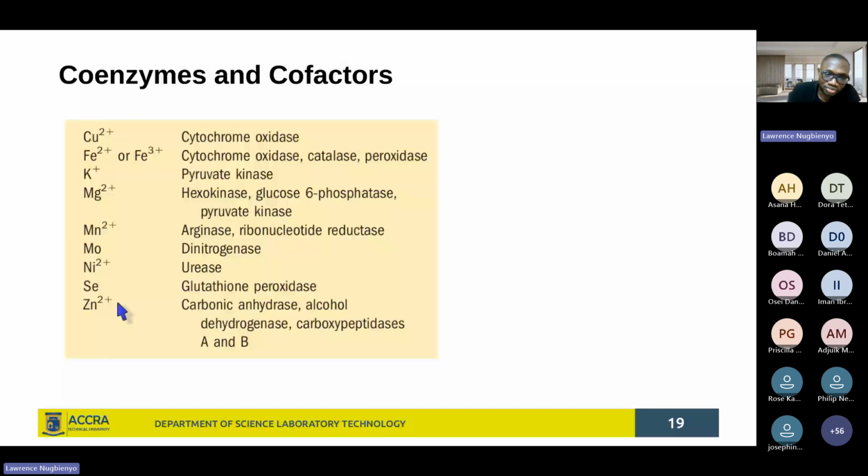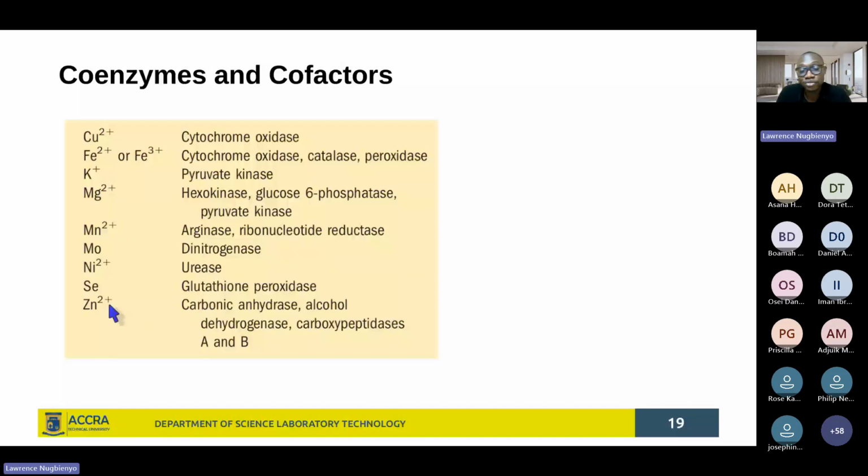Not only in enzymes, you see, even if you take hemoglobin or myoglobin, which are involved in the transport of oxygen, you have iron 2 at the center of the protein molecule. And many proteins are like that. They have some metal ions. These are the metal ions that we usually refer to as minerals.